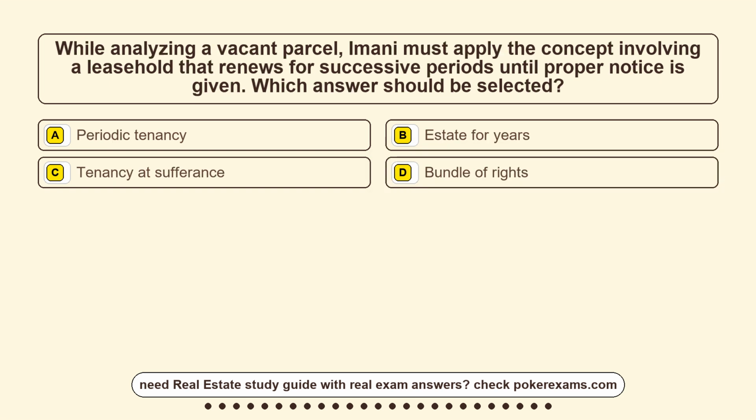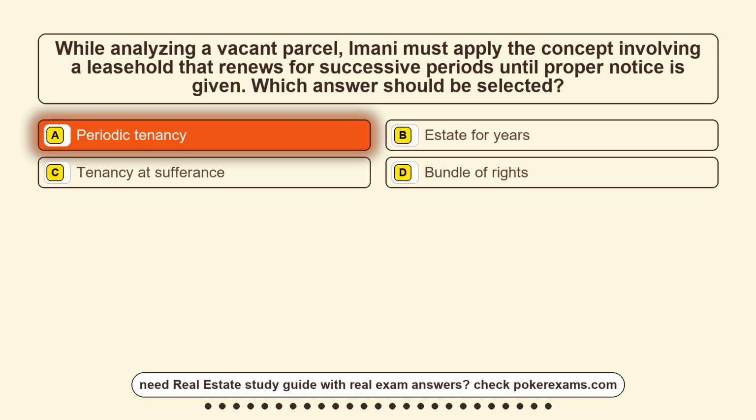Question 25. While analyzing a vacant parcel, Imani must apply the concept involving a leasehold that renews for successive periods until proper notice is given. Which answer should be selected? Option A, periodic tenancy. Option B, estate for years. Option C, tenancy at sufferance. Option D, bundle of rights. The correct answer is option A, periodic tenancy.